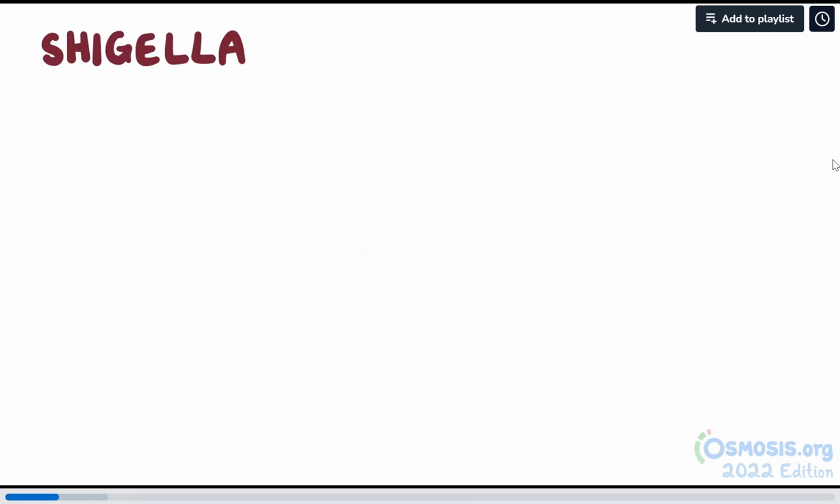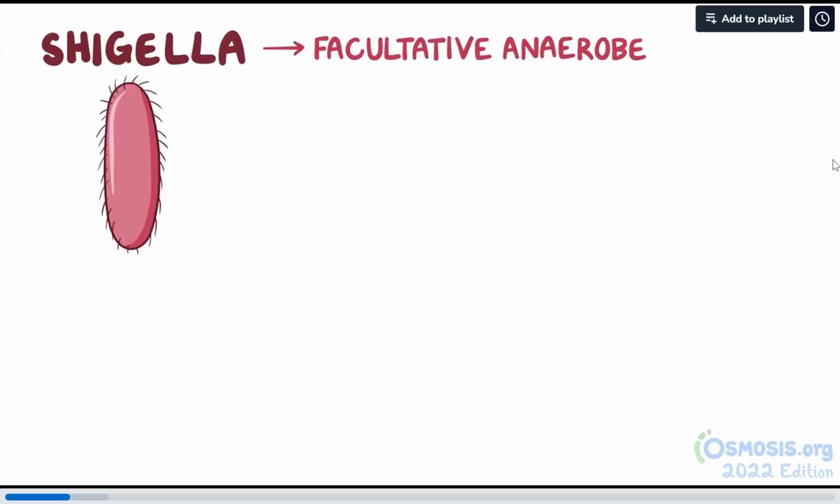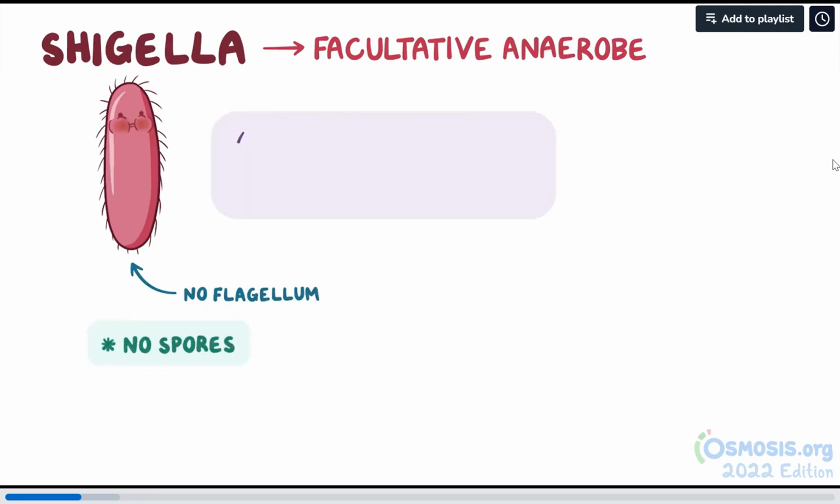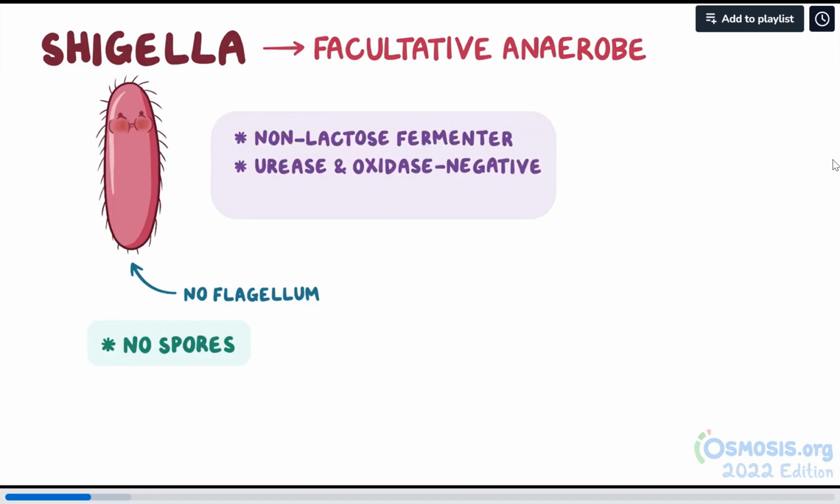Now, Shigella is a gram-negative, rod-shaped bacterium, meaning it looks like a little red or pink stick on a gram stain. And it's a facultative anaerobe, so it can survive with or without oxygen in the environment. It has no flagellum, making it non-motile, and it does not form spores. It's also a non-lactose fermenter, so it doesn't ferment lactose. And it's urease and oxidase negative, meaning it does not produce these enzymes.